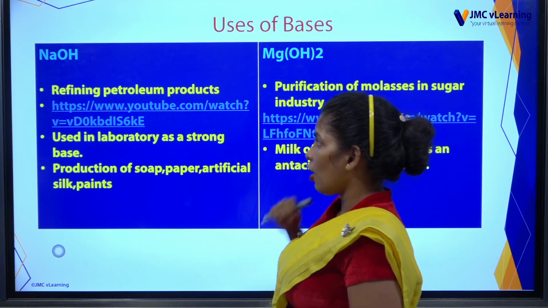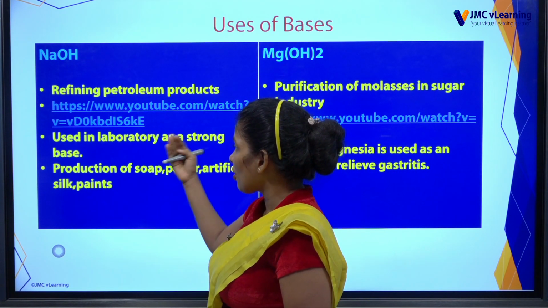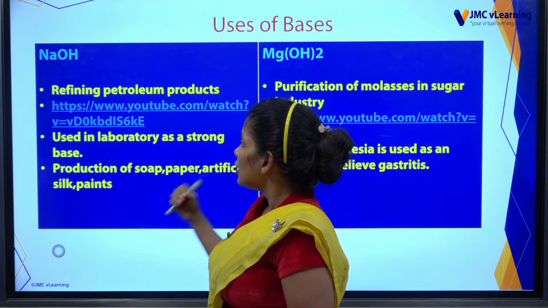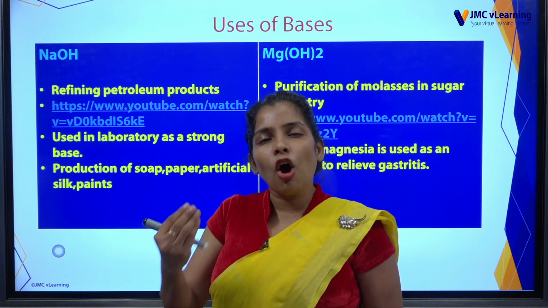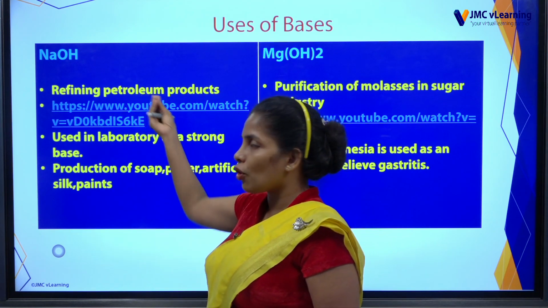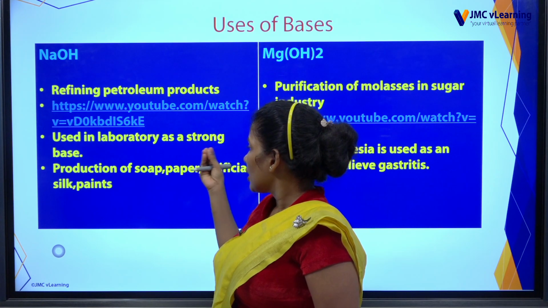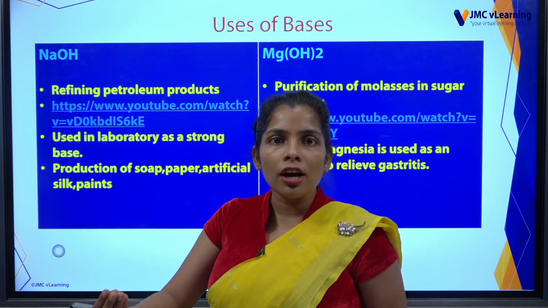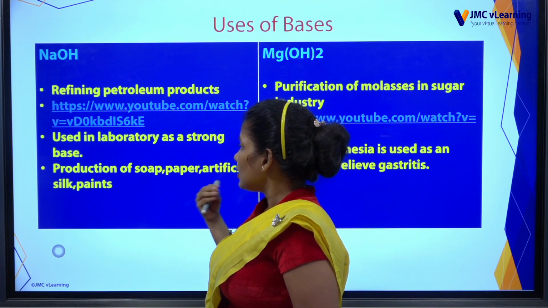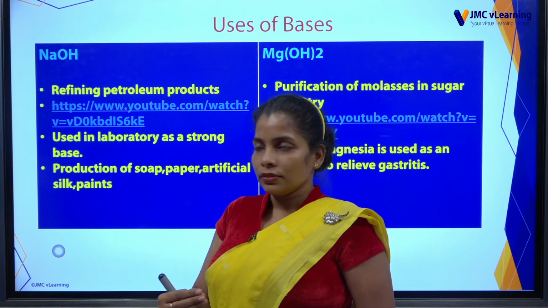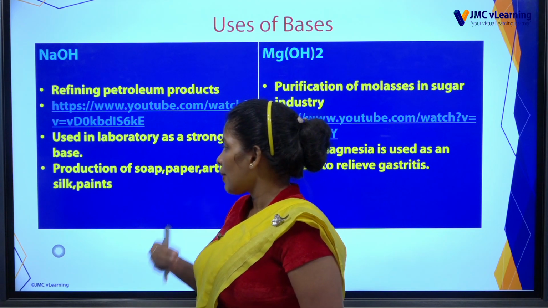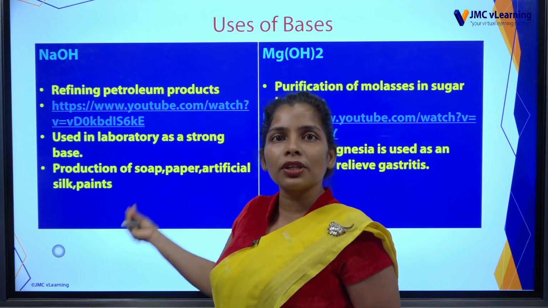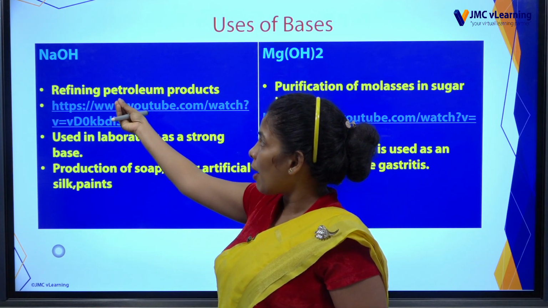Now we have the idea of the petroleum products. Now we are moving to the use in the laboratory as a strong base. I told you, it's a main common fact of sodium hydroxide: sodium hydroxide is a strong base. Third one, production of soap, paper, artificial silk, paints. So those are the uses of sodium hydroxide.